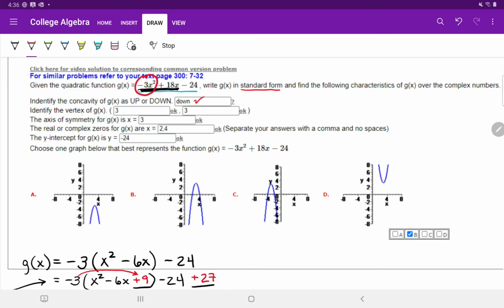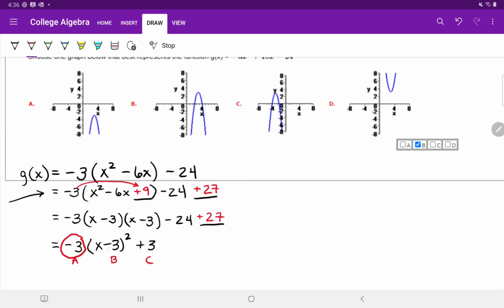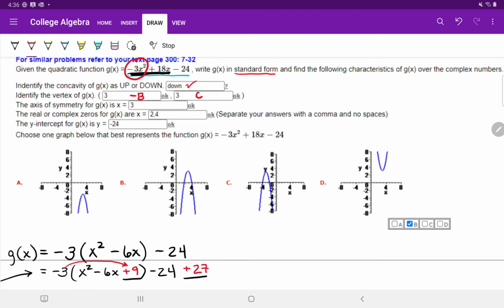To identify the vertex of G, we're looking for -b, C. So let's go back down. Our B is -3, so our vertex is +3 and then comma +3. So you have to change your sign of B, but you don't have to change the sign of C. So that'll give us the vertex of 3, 3.